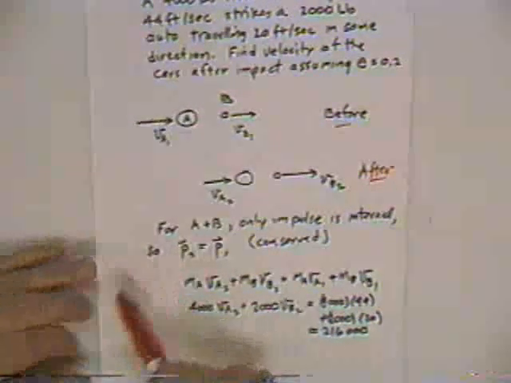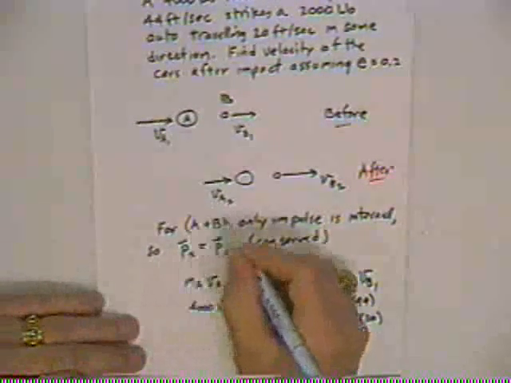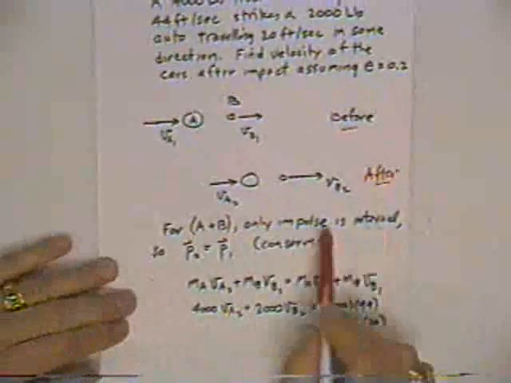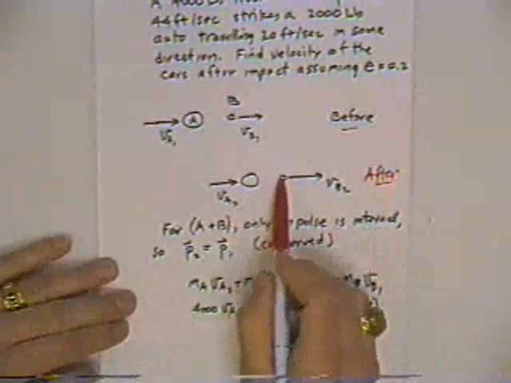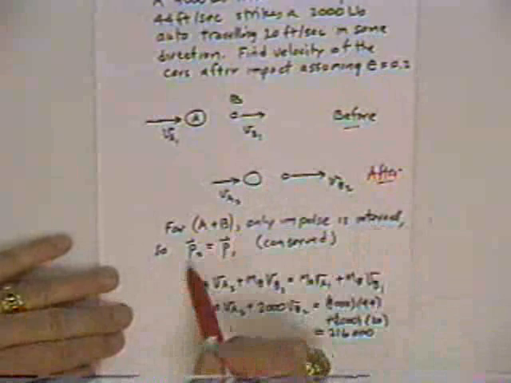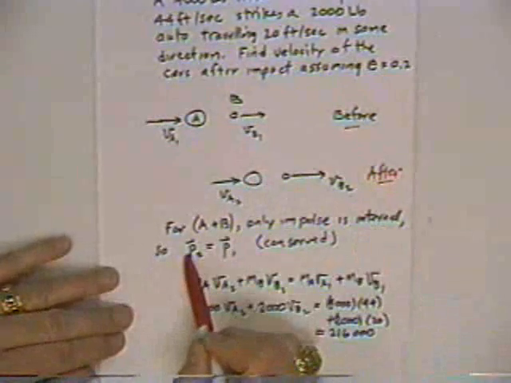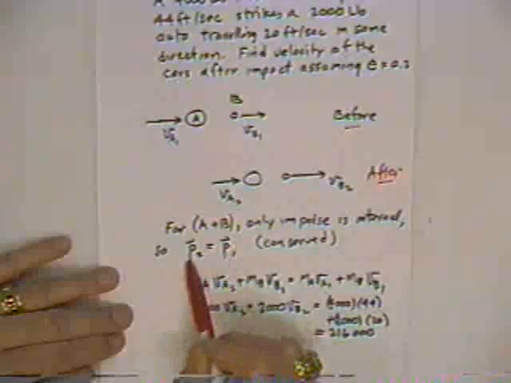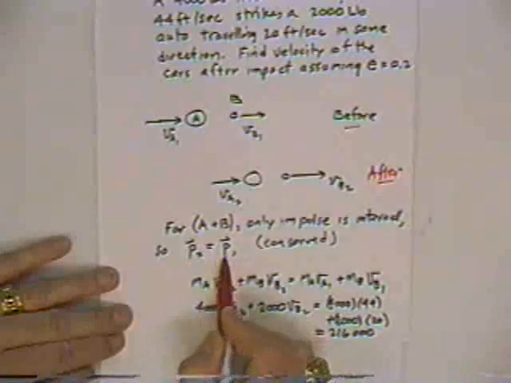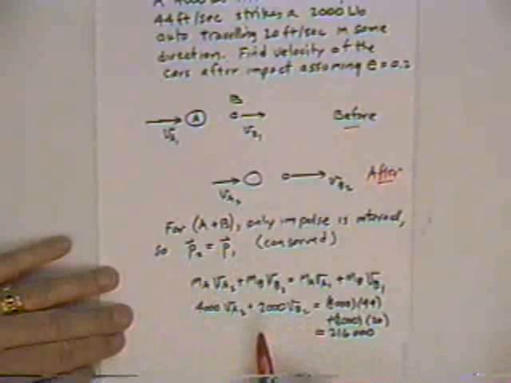Okay. For the system of A plus B, just as we said before, there is an impulse, but it's internal. The impulsive force is between the two particles during collision, and since it's internal, for the system, there's no external impulse. So linear momentum is conserved. The linear momentum P at time 2 is equal to the linear momentum P at time 1.